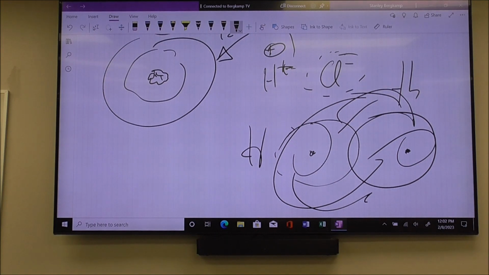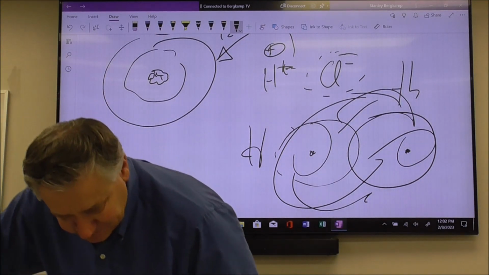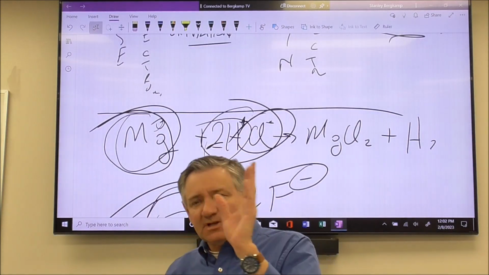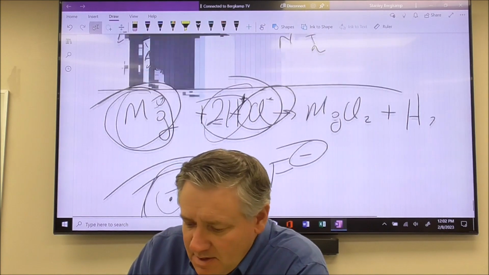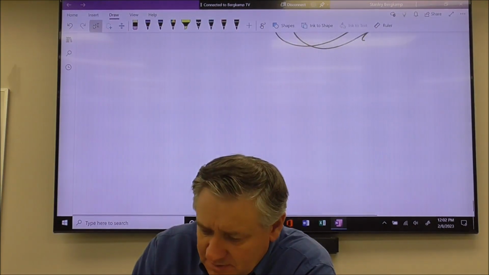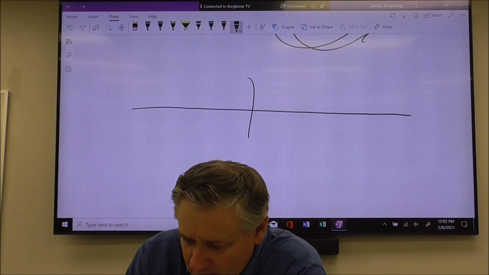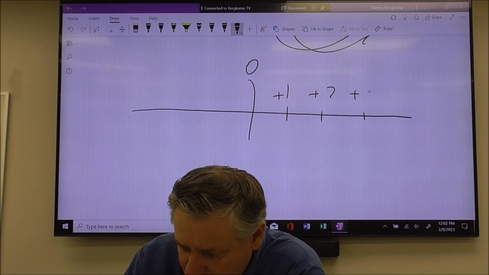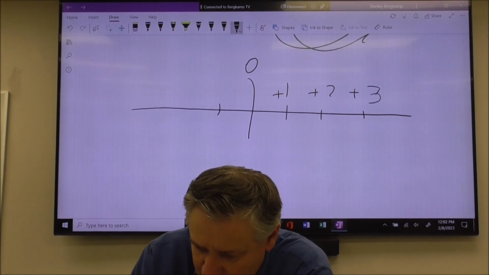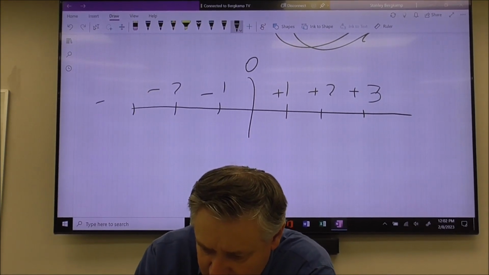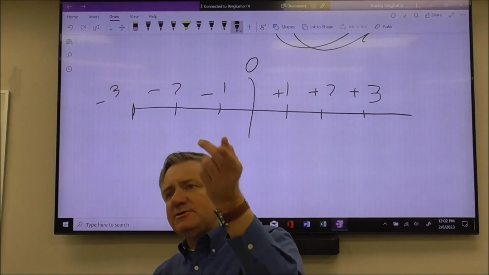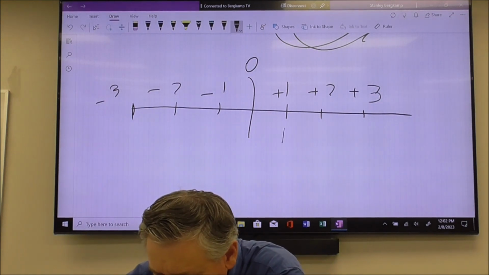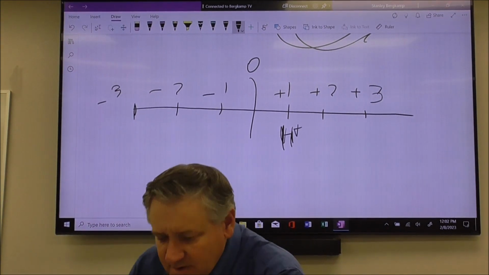So, what we just did is actually 2 different redox reactions. How this took place is the magnesium lost electrons. Some people like to look at this in terms of a number line, where here's 0, plus 1, plus 2, plus 3, and then negative 1, negative 2, negative 3. So the hydrogen started off at plus 1. Here's where the hydrogen started. Hydrogen started off at plus 1.